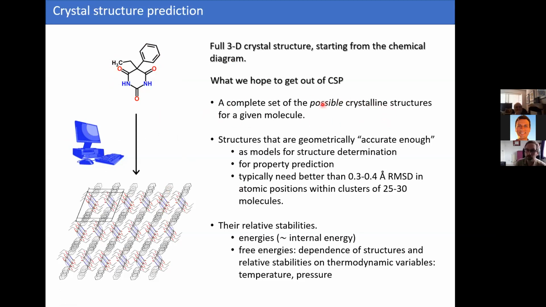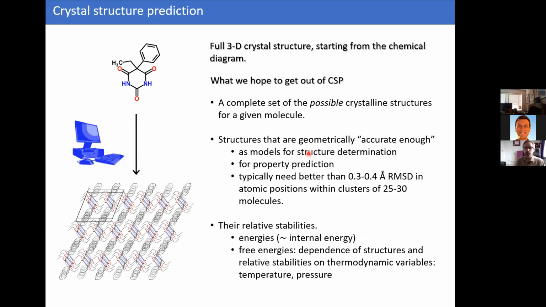We hope to get as complete a set as possible of the crystal structures that are possible for that molecule. Not just the one crystal structure, as we show in the diagram, but because polymorphism is possible, all possible crystal structures. We want those structures to be geometrically accurate enough, because they are models, they come out of minimizing on some energy surface. But we want that energy surface to be accurate enough and reflect reality well enough that the structures we get out are close to what we'd get if we determined that structure experimentally. So close enough would be, say, close enough for structure determination.